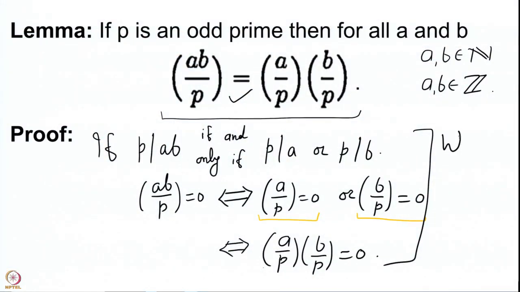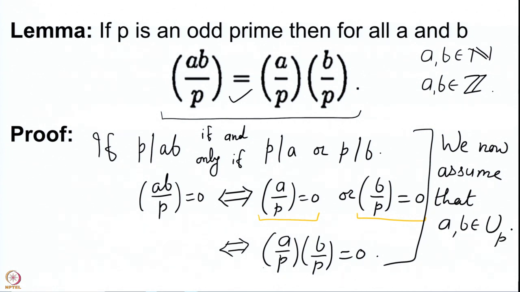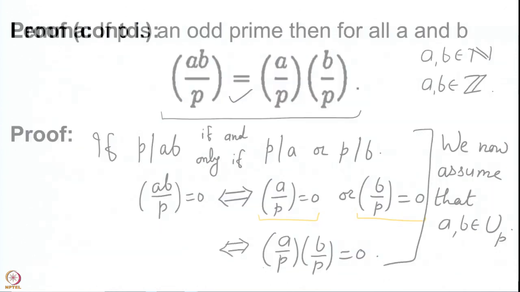So, we now assume that a, b are elements in Up. This is our standing assumption now.